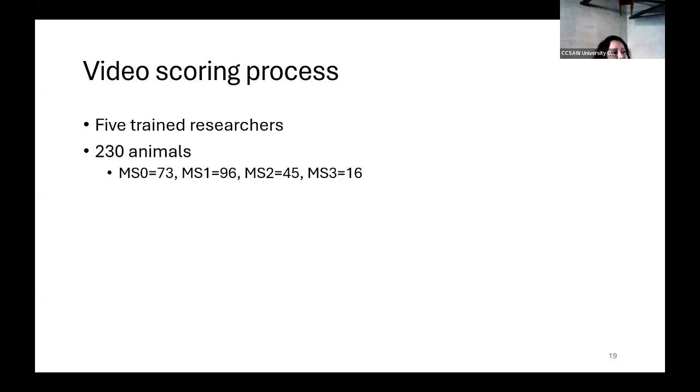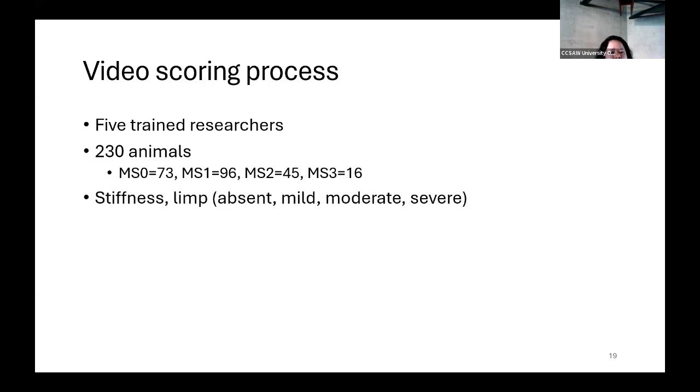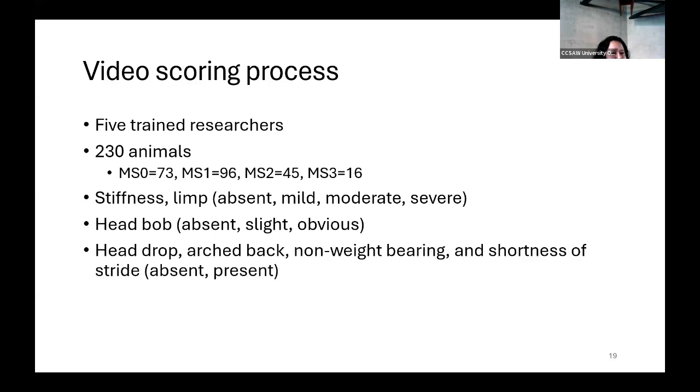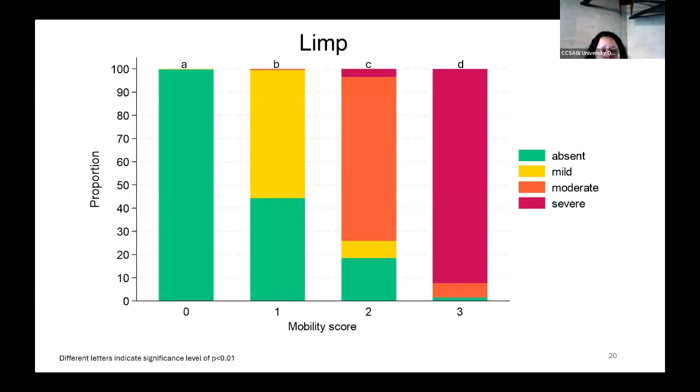So we had a total of 230 animals of different mobility scores. And then we assessed stiffness or limp, head bob, head drop, archback, non-weight bearing, and shortness of stride. We then calculated a Pearson chi-square test to determine associations between the mobility score given and the observed gait traits. So on the graphs, I'm going to be showing the mobility score on the x-axis and the proportion of animals observed on the y-axis.